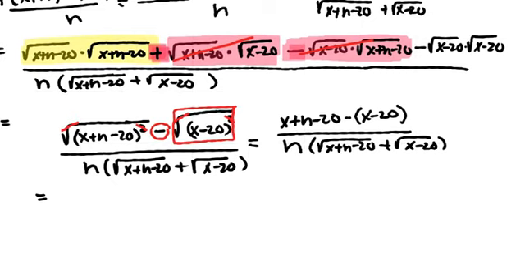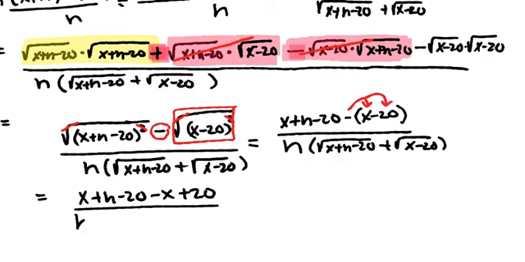So now that the radicals are gone in the numerator, we're going to use distributive property to get rid of these parentheses. That's x plus h minus 20 minus x plus 20. We're leaving that denominator alone again: square root of x plus h minus 20 plus square root of x minus 20.